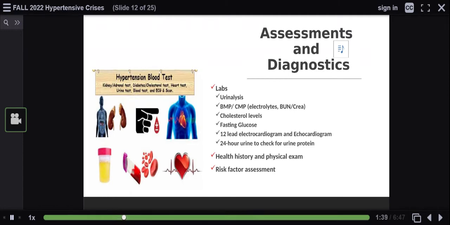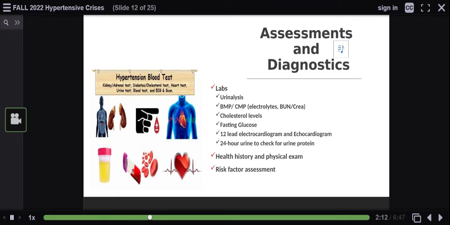12 lead ECG. So again, if the patient doesn't have any chest pain because they're asymptomatic, we just want to make sure we have a baseline, and we want to know what their baseline is when they are diagnosed with hypertension, because as we said, they can be at risk for further complications down the road. And hopefully by treating that, we would prevent the complications.